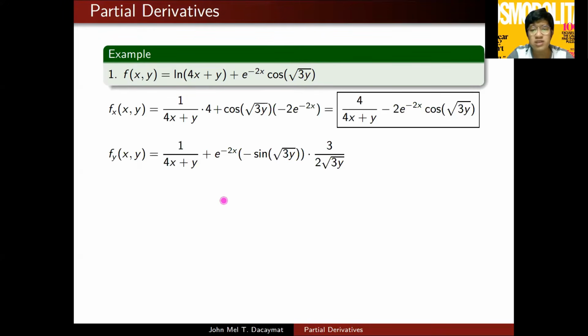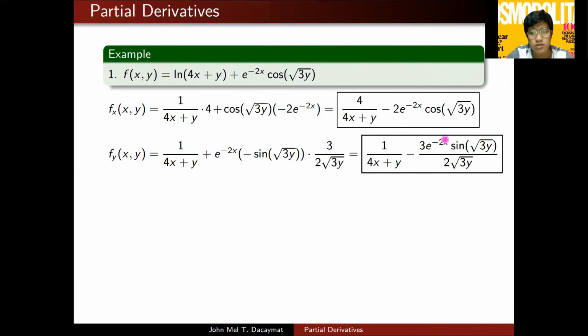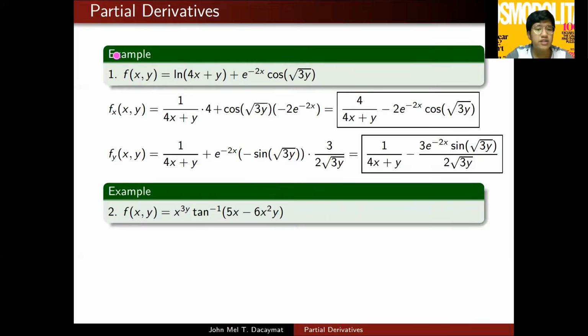And then, ito na yon, simplify lang natin. I get this. Tapos, ito, na e to the minus 2x, iangat ko lang kasama, itong e to the minus 2x, tsaka itong sign, angat ko lang sa numerator. No? Tapos, kasama nun, ito, ginawa ko lang minus because of your negative sign. Okay? Good. Let's proceed to your next example.